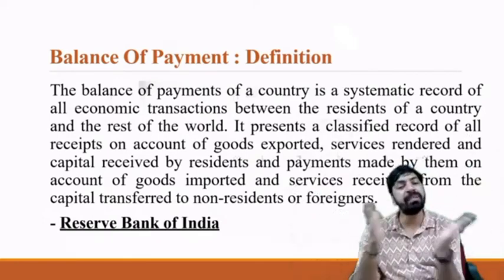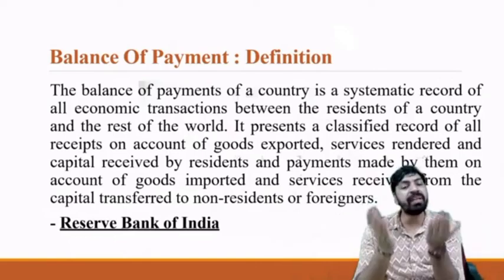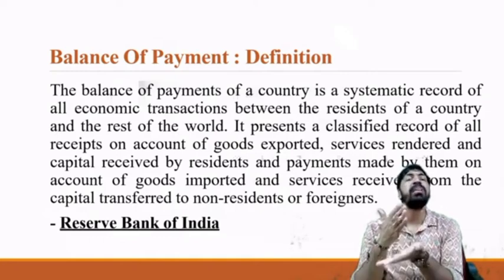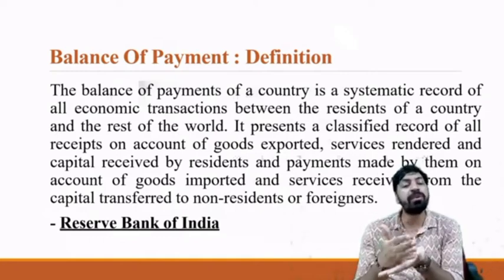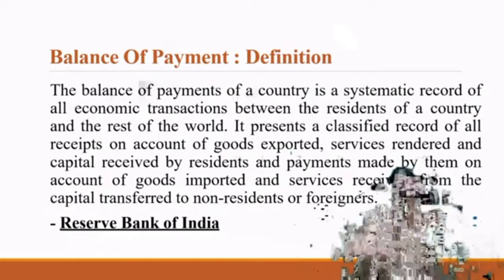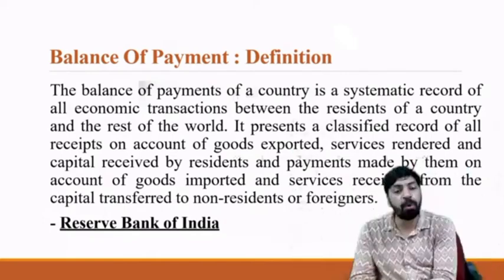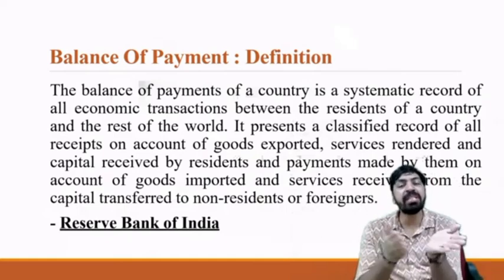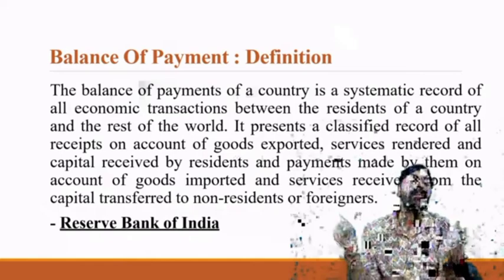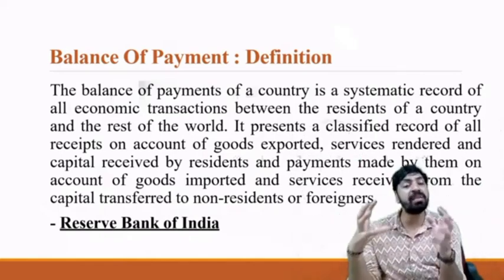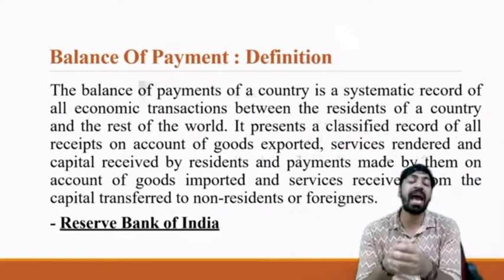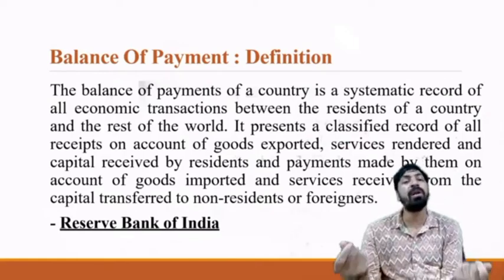So it's very simple. The meaning is that it includes everything related to receipts and payments of goods and services, the import and export of goods, any payment received or paid in respect of services and imports, or any money transferred to non-residents or foreigners. All of that is called balance of payment. If any expert makes a systematic record of such transactions, that is really what is called balance of payment.